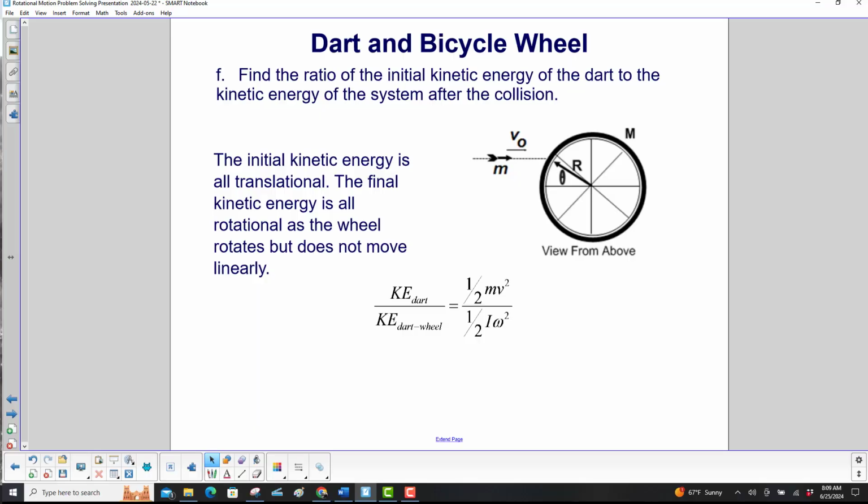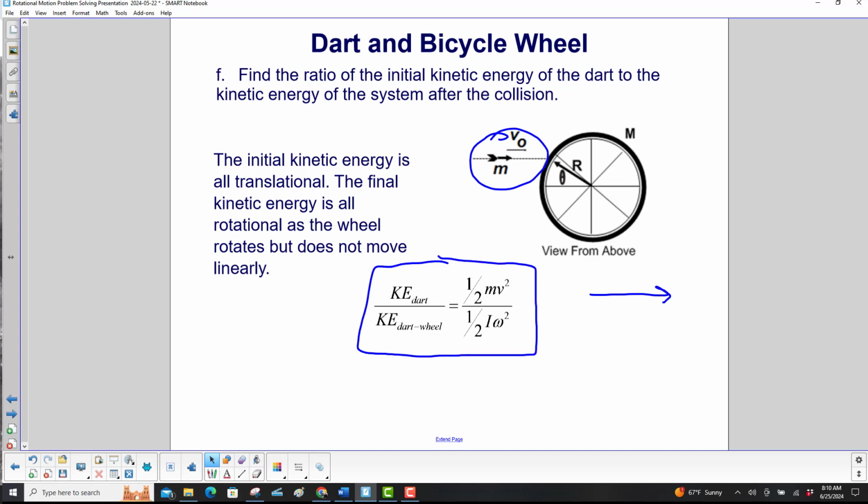Find the ratio of the initial kinetic energy of the dart to the kinetic energy of the system after the collision. The initial kinetic energy is all translational. We've just got the dart moving. The final kinetic energy is all rotational as the wheel rotates but does not move linearly. So we set up our ratio here. Kinetic energy of the dart, 1/2 mv squared. Kinetic energy of the dart-wheel system, 1/2 I omega squared.